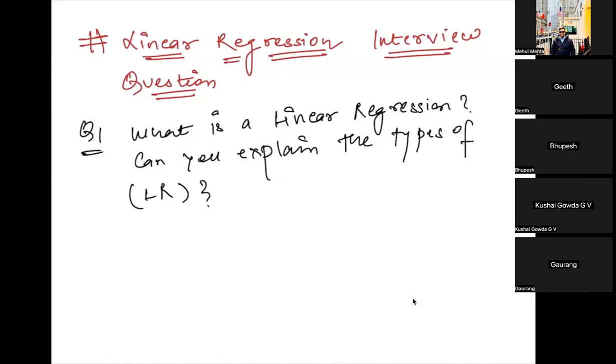The first question is: what is linear regression and can you explain the types? The interviewer asks this so that you understand what it is and what the different types of it are. To answer it, I'll refer to linear regression as LR. Linear regression is a statistical method which is used to analyze the relationship between a dependent variable and one or more independent variables.